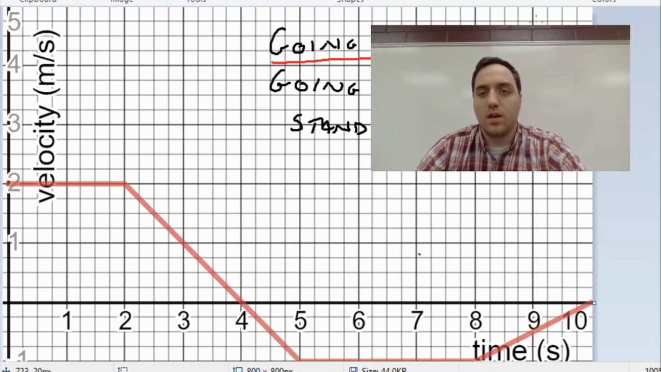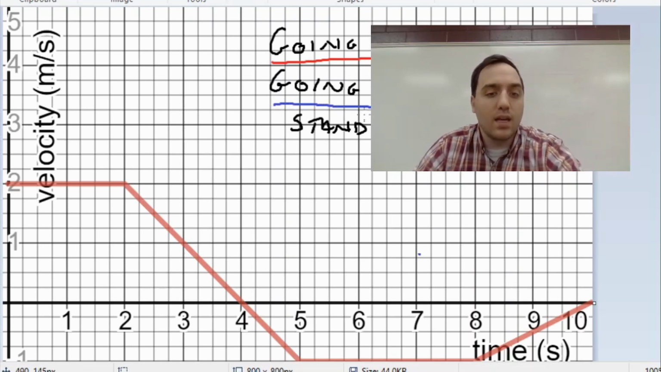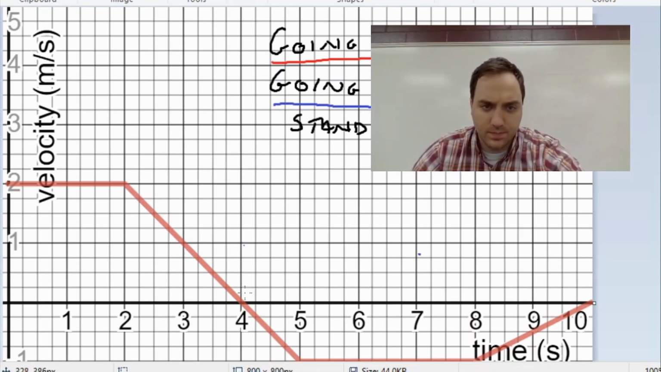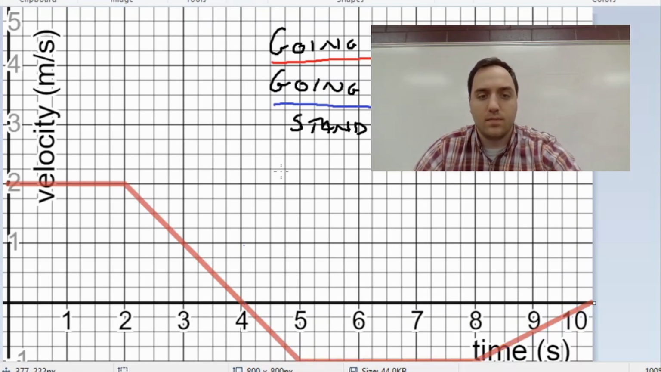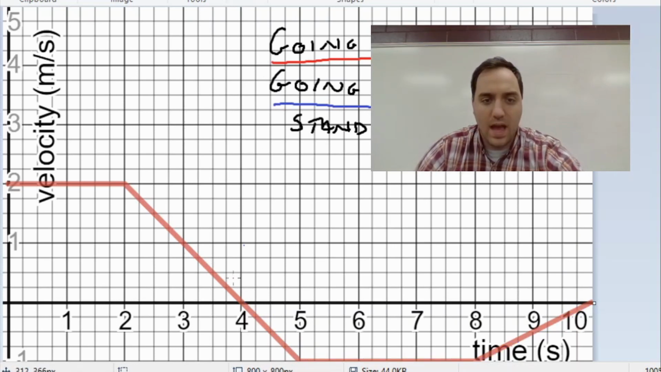Whereas if we want to talk about going backwards, that's when you have a negative velocity, when you're going in the opposite direction, which would be any point I'm covering in blue now. And if we want to talk about standing still, that'll be any time you are at 0.